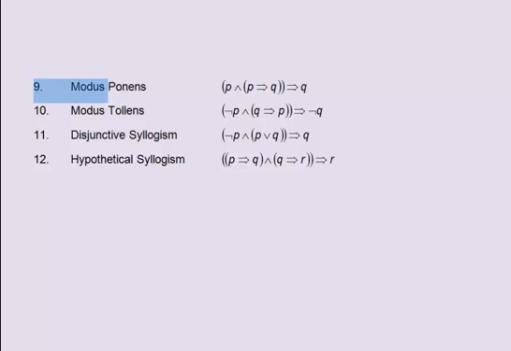9. Modus ponens. P and P implies Q implies Q. 10. Modus tollens. Not Q and P implies Q implies not P. 11. Disjunctive syllogism. Not P and P or Q implies Q. 12. Hypothetical syllogism. P implies Q and Q implies R implies R.